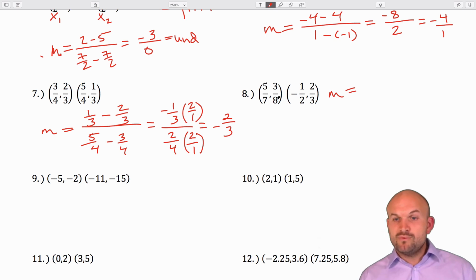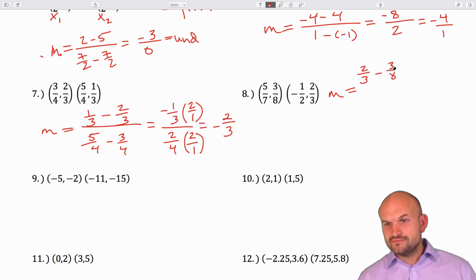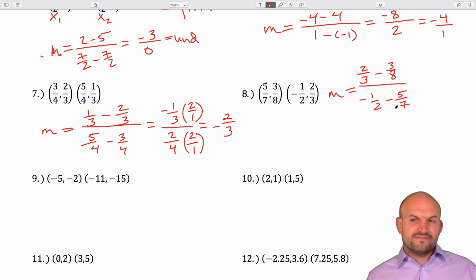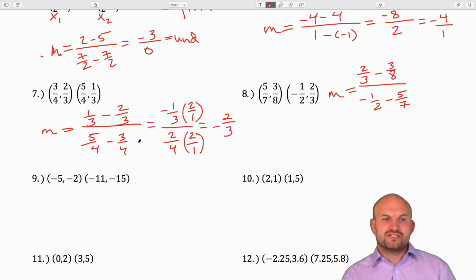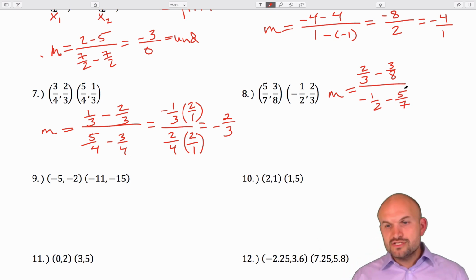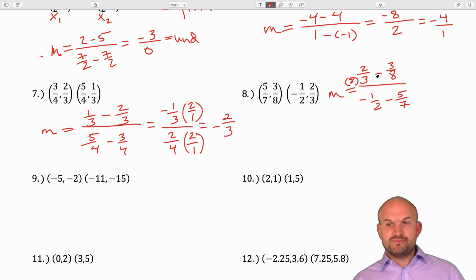So I have the change in y over the change in x. So I'll name this x1, y1, and x2, y2. So in this case, nothing is the same, so I'm just going to have to do this one. So I have 2/3 minus 3/8 divided by a negative 1/2 minus 5/7. All right, so the tough thing about this is you cannot subtract your fractions unless they have the same denominator. So therefore, I need to find the common denominator of 3 and 8, which is just going to be the product of 3 and 8, which would be 24.